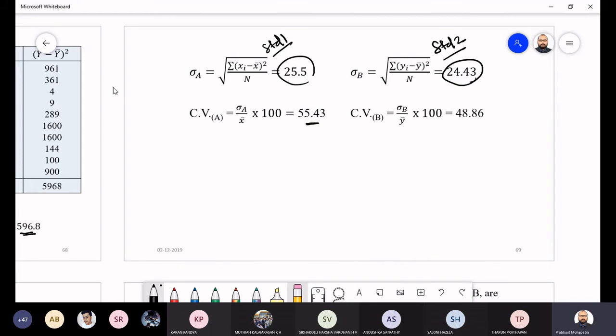And with respect to the coefficient of variation also, you can say the second batsman is deviating with 48.86% and the first batsman is deviating with 55.43%. So the second batsman B is more consistent. Correct or not? Is it okay?